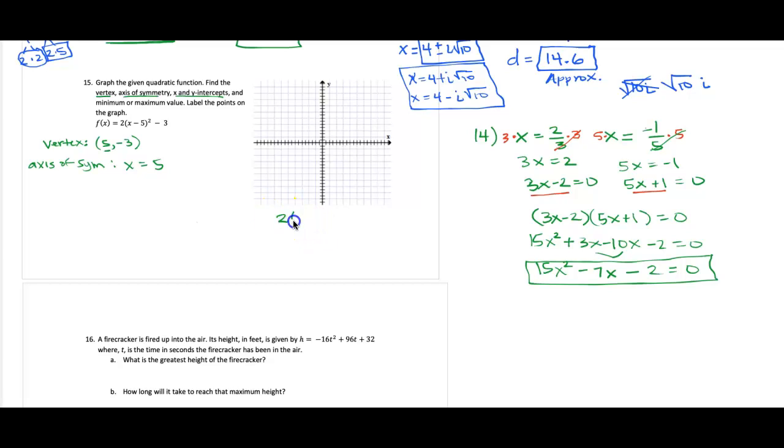So if I have 2 times x minus 5 squared, which really means x minus 5 times x minus 5, and then minus 3. All right, so I need to FOIL that stuff out. So I get x squared, and then I get negative 5x, and another negative 5x, so that would be negative 10x. And then negative 5 times negative 5 is positive 25, and then minus 3.